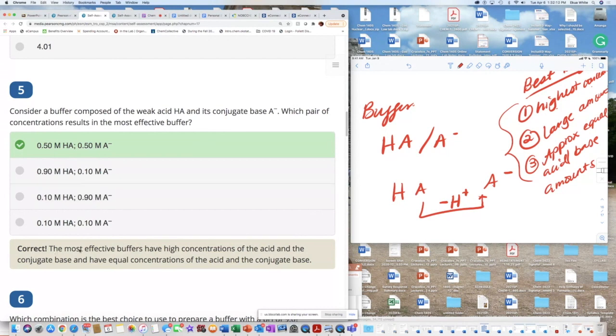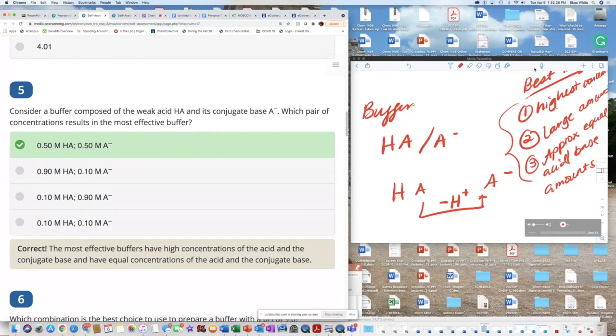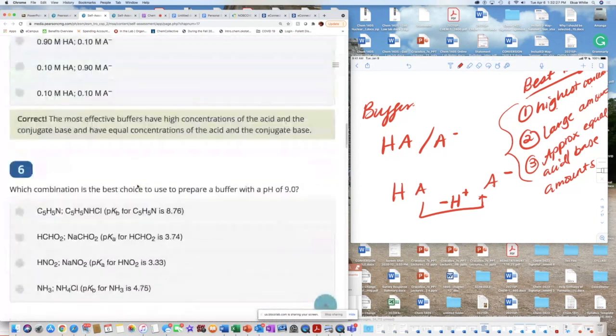So correct. The most effective buffers have high concentration of the acid and the conjugate base, and they have equal concentration of the acid and the conjugate base, if possible. And of course, you want large amounts, which kind of goes with concentration too. They didn't bring that one into the question.